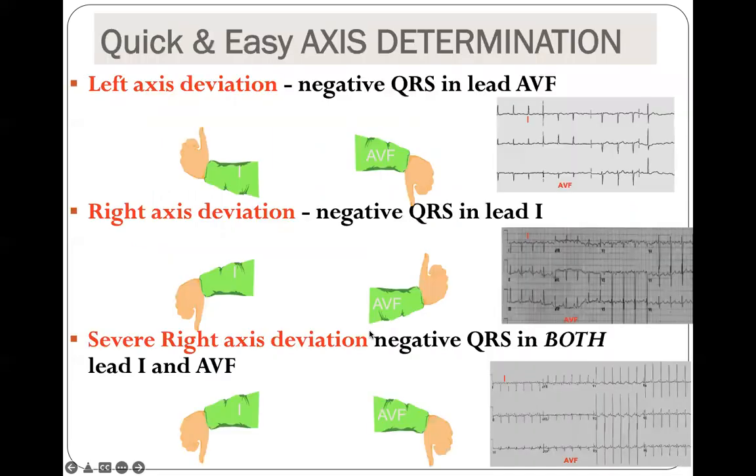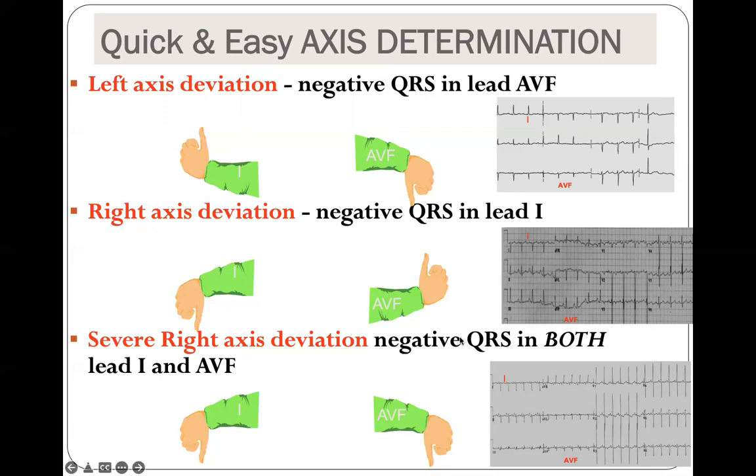So to summarize, in the presence of left axis deviation, lead one and AVF are antagonizing each other. Looks like they are in conflict with each other. So this is left axis deviation. In right axis deviation, both lead one and AVF look like they are shaking hands with each other. So they are the right people, right axis deviation. And in extreme right axis deviation, both lead one and AVF are negative. So this is an extreme shift or deviation of the cardiac axis to the right side.